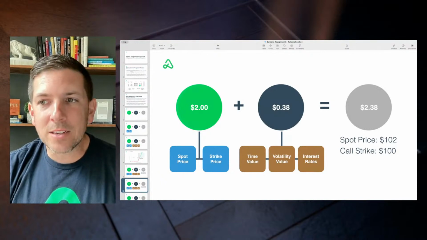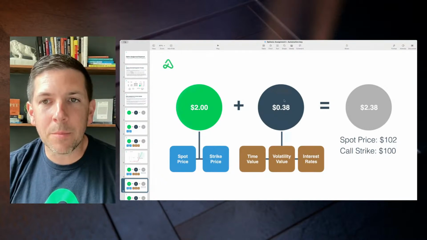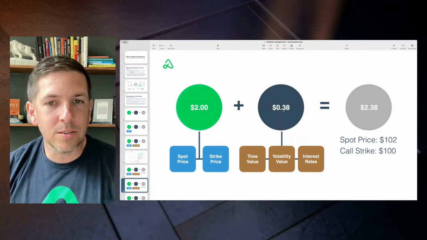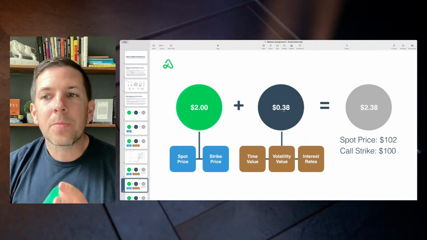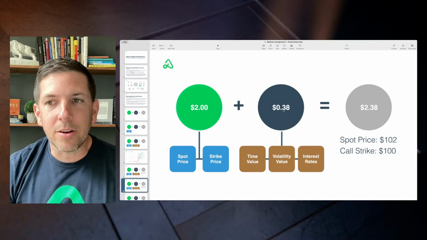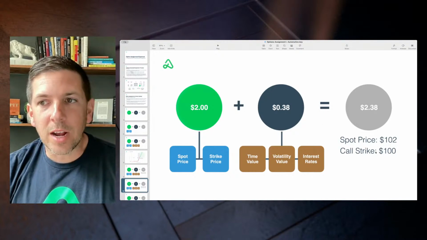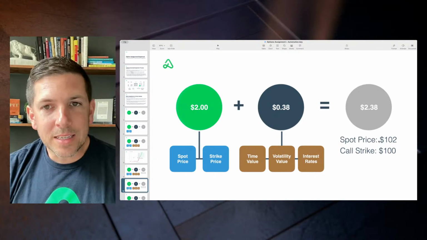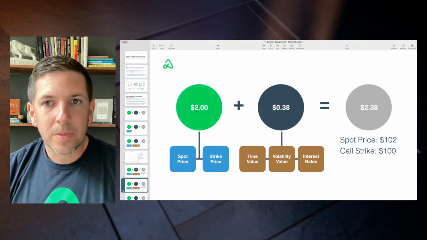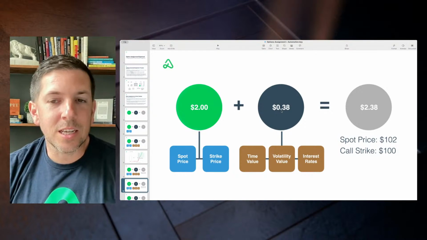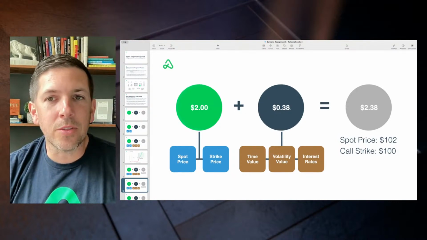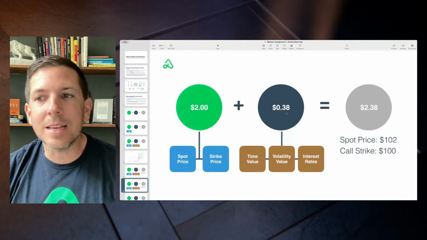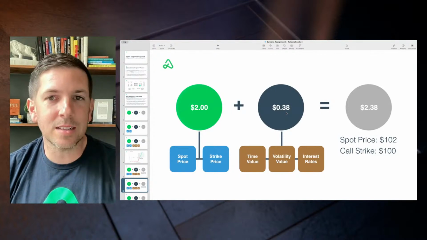Now, this contract has $2 of intrinsic value, so the remaining portion is attributed to extrinsic value. That's the value that's left over for time and volatility. Now remember, and this is a really key component, if you are a call option buyer here, you could exercise your contract and buy stock at 100 and sell it at 102. But that would only net you a $2 profit. And so what you'd be giving up in this instance is the extrinsic value of 38 cents, or $38.